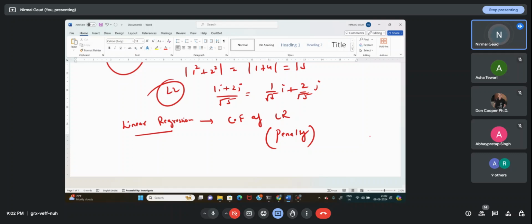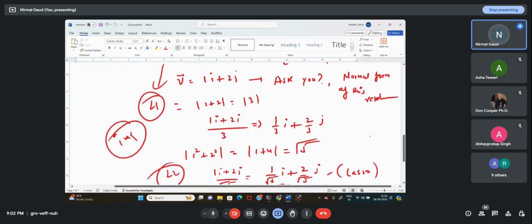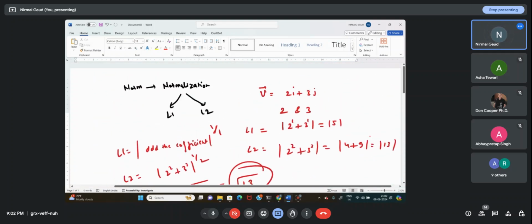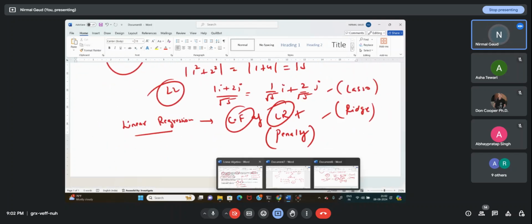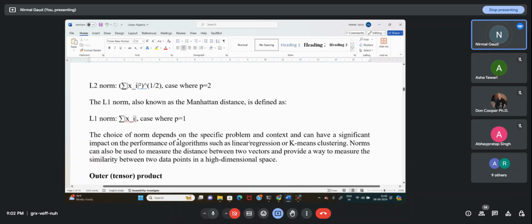And on the basis of this L1, L2, as I told, the names are Lasso and Ridge. These are two separate regression algorithms, because we are adding a penalty to the cost function of linear regression. So what is a cost function, what is linear regression, what is a penalty, I will be teaching ahead, but kindly remember these concepts which I have explained. That will be covered again there.